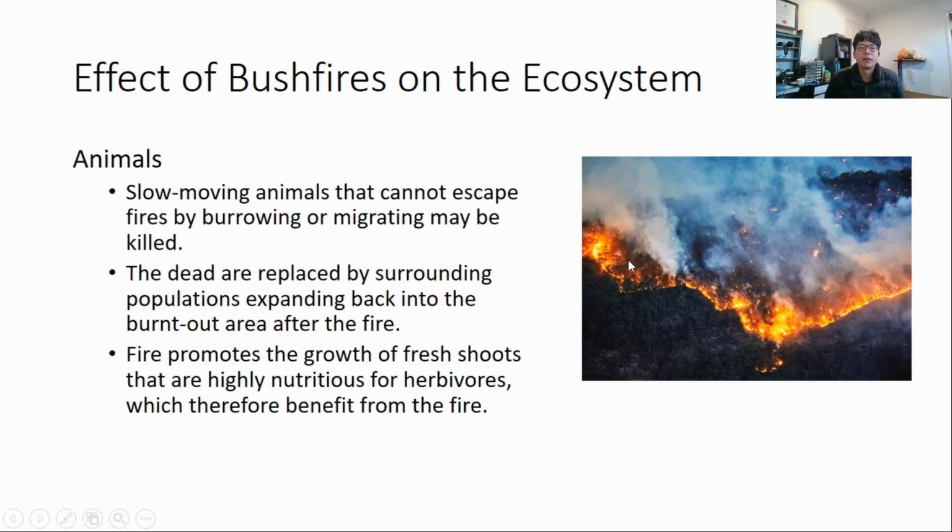The effects of bushfires on the ecosystem in relation to animals have more of a negative effect on animals than plants. Slow moving animals that cannot escape fires by burrowing or migrating may be killed, and the dead are replaced by surrounding populations expanding back into the burnt out area after the fire. Finally, fire promotes the growth of fresh shoots that are highly nutritious for herbivores, which therefore benefit from the fire. So that's one good point for the animals from fires.